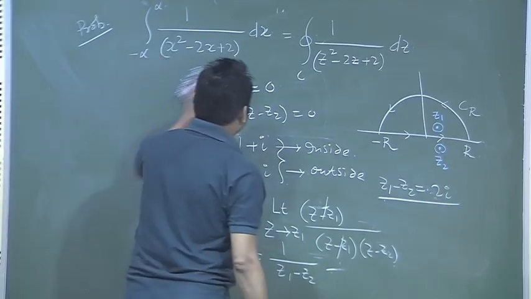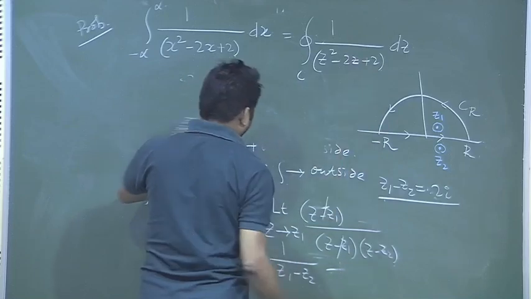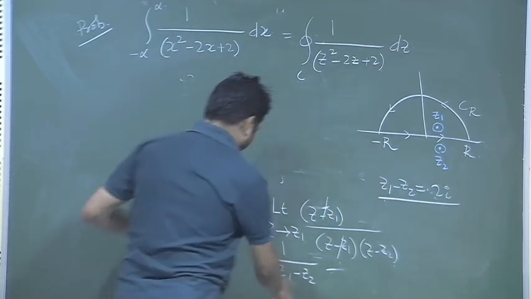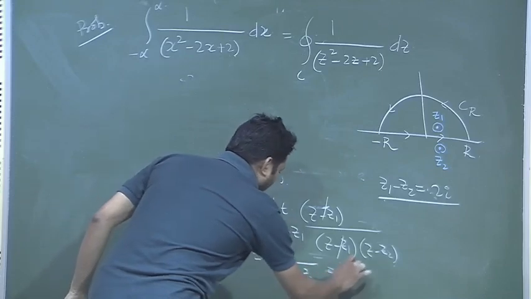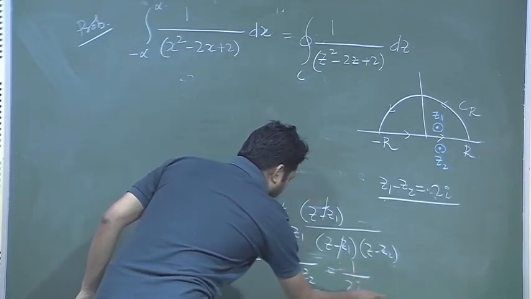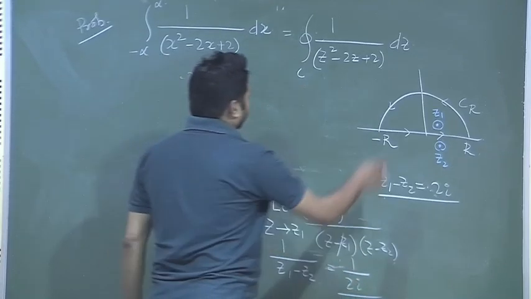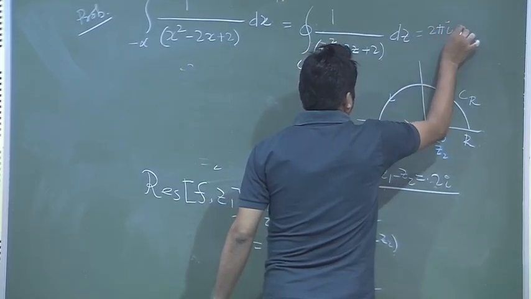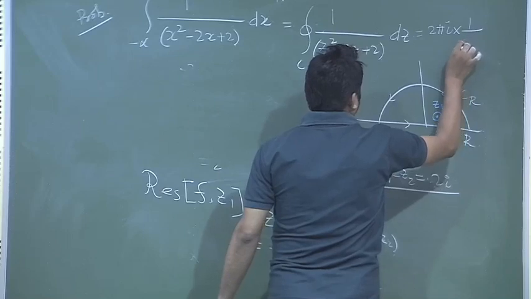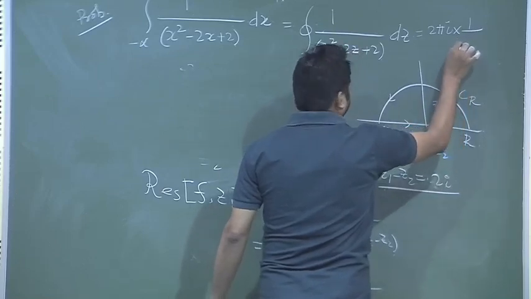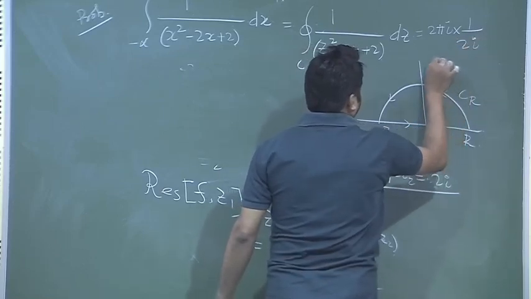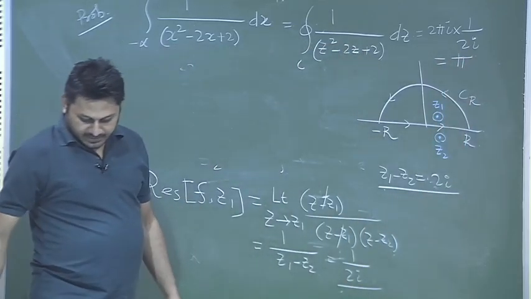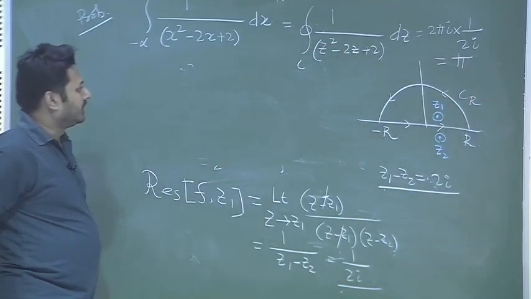So, this residue is 1 divided by 2 I. The value of the integration is 2 pi I multiplied by 1 by 2 I. So, the integration seems to be only pi.